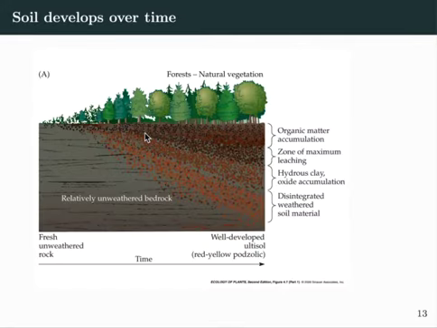So here we've got a schematic from your reading of soil development through time. On the horizontal axis we've got time, and on the left side we've got fresh, unweathered rock. Then over time, we see the development of different kinds of soils. Eventually, ultisols have developed, and over time we get an accumulation of organic matter.